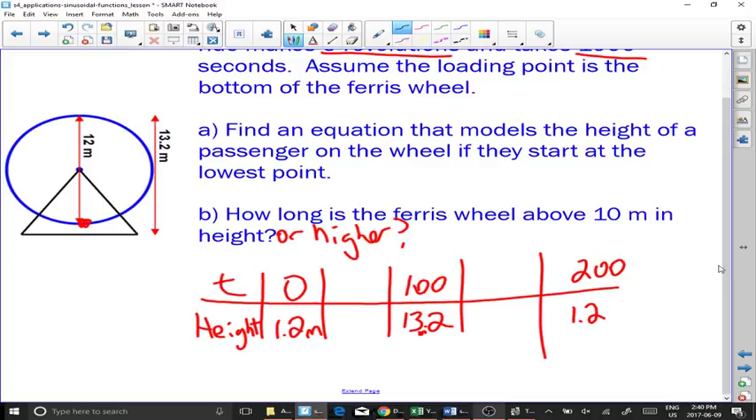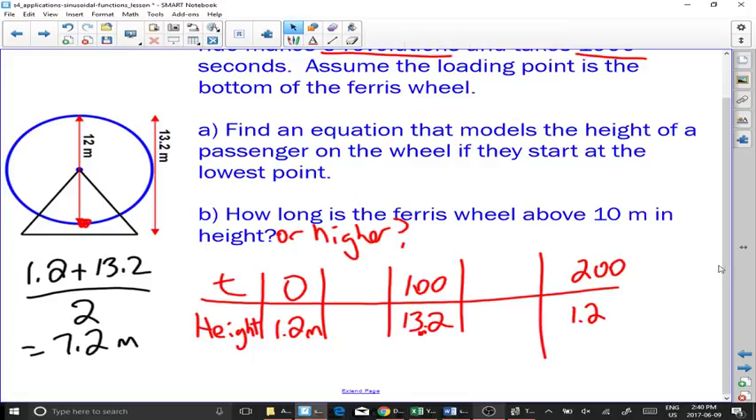Thank goodness, Malcolm. 1 point, we add the two. You want to find the middle of anything. You want to find the average of anything. You add the two numbers together, you divide by 2, and you're going to get 7.2 meters. Okay? So that means that we're going to be at 7.2 for both of these. And how many seconds is the first one going to be at? 50? And how about the second? 150. So now we have values. We have a table. Okay?